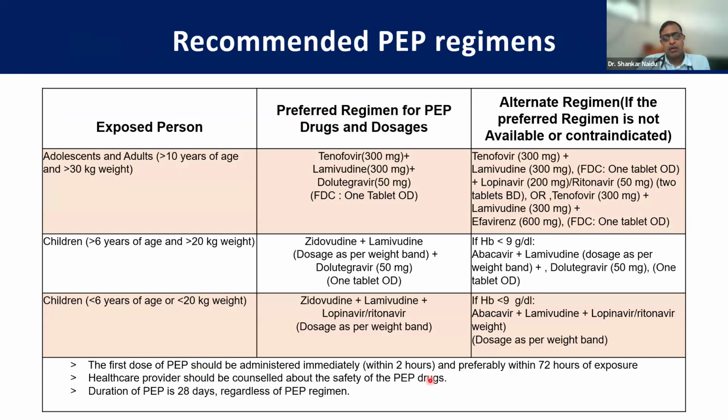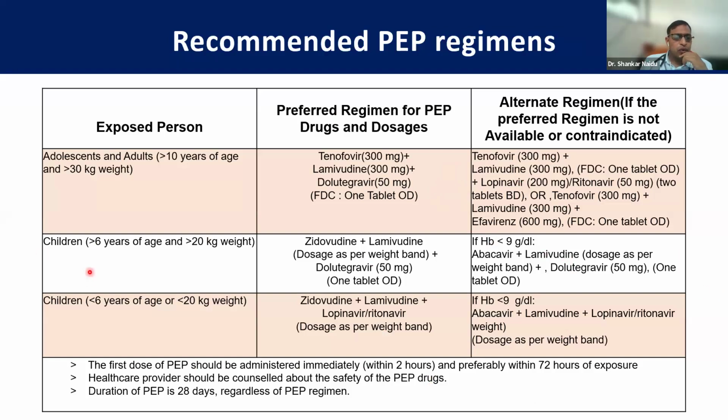The other main point of this lecture is the PEP regimens. For adolescents and adults who are more than 10 years of age and weighing more than 30 kilos, the preferred regimen is TLD, that is tenofovir, lamivudine, and dolutegravir, 1 tablet once a day for 28 days. If for any reason this combination cannot be given, the alternative regimens include tenofovir, lamivudine, and lopinavir/ritonavir, or tenofovir, lamivudine, and efavirenz. These are again to be given for 28 days.